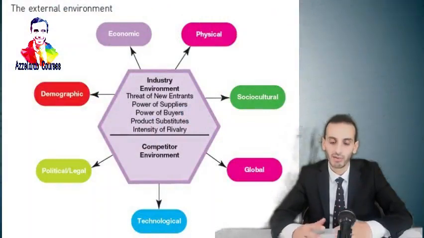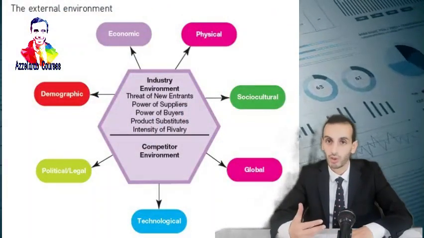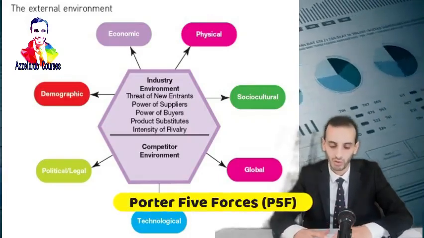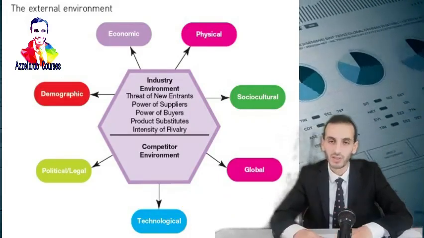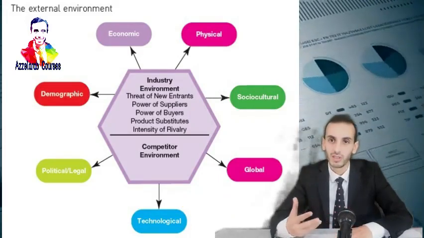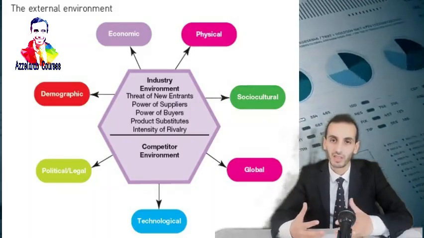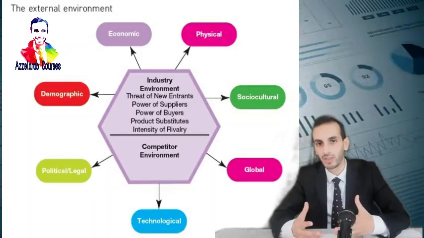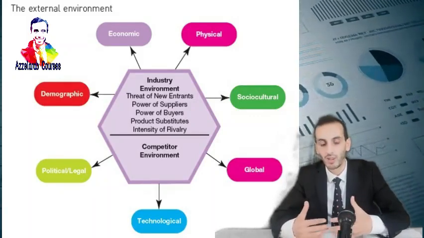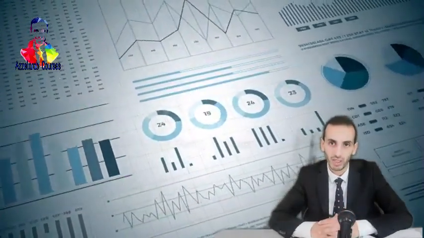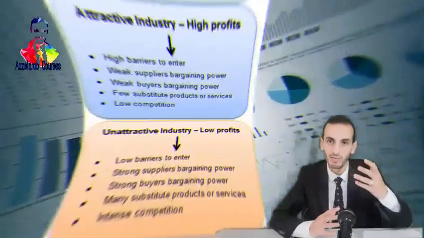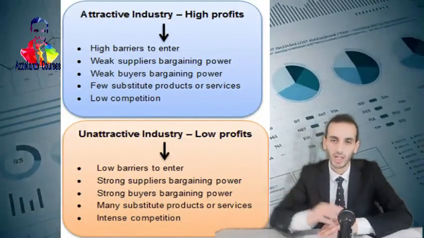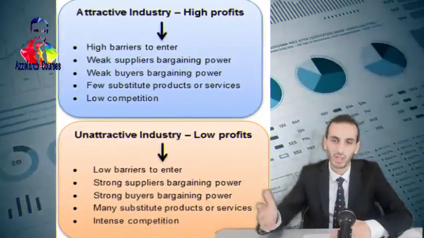Now we will show you how to analyze the industrial environment, and for this, the first thing we have to understand is Porter's 5 forces. Porter's 5 forces, as its name indicates, are forces that might affect the industry or sector level. These forces lead to the analysis of the attractiveness of the industry. An attractive industry means higher profit. An unattractive industry means lower profits.